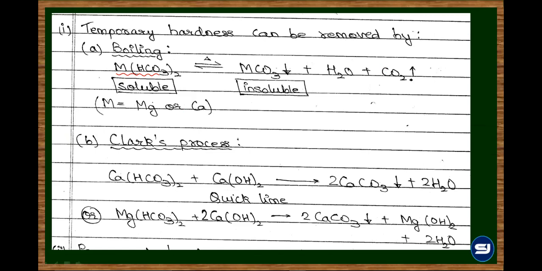So this M(HCO3)2, the M could be magnesium or calcium. So the hardness is removed by converting the bicarbonate into carbonate. So this is the physical method.